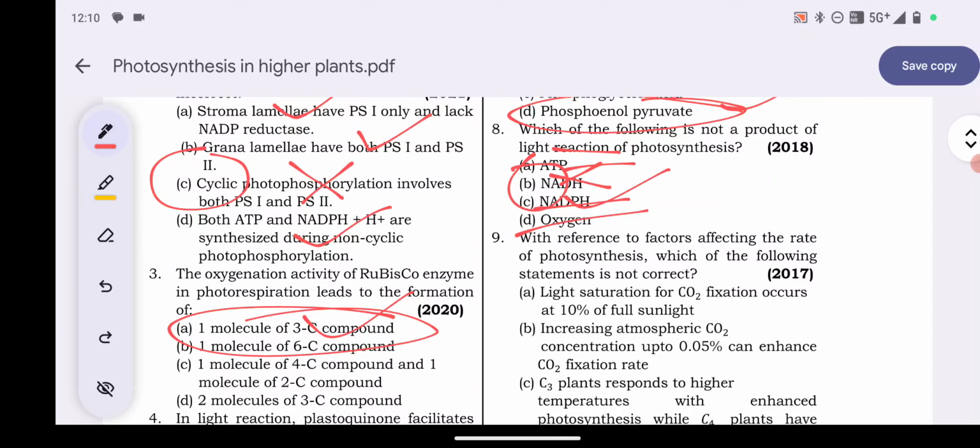एक्सप्लेनेशन. During light reaction ATP produced by chemiosmosis in the thylakoid membrane. Oxygen produced as a byproduct when water is the first electron donor. NADPH produced when reduced PS1 absorbs another photon and converts NADP plus to NADPH. So NADH करके कुछ produce नहीं हो रहा. Okay, so this is the explanation. Option B is your answer.